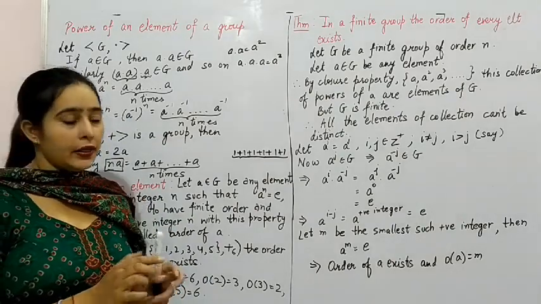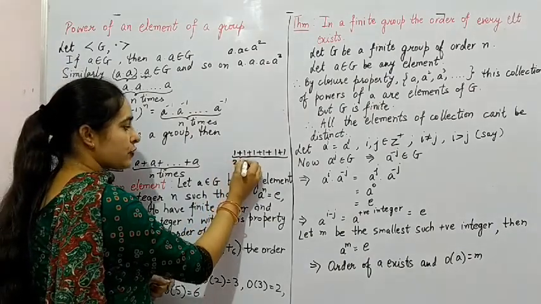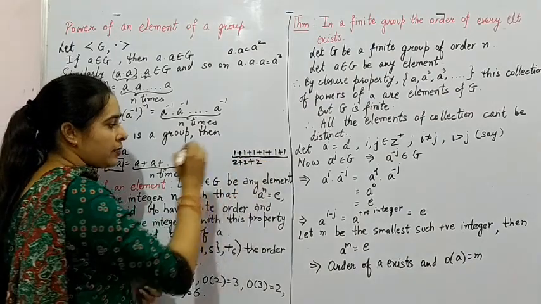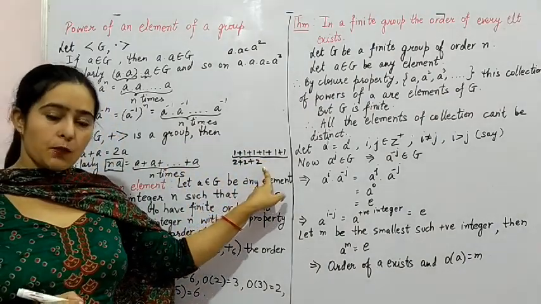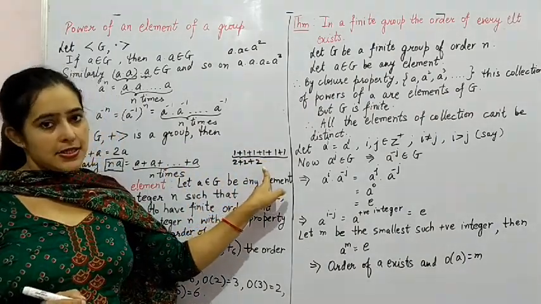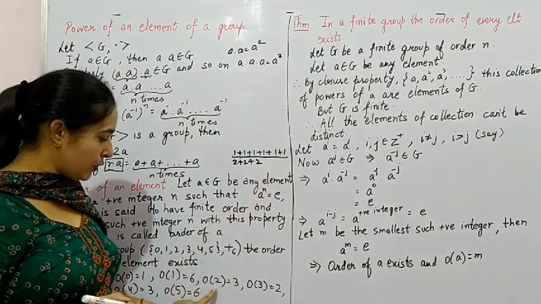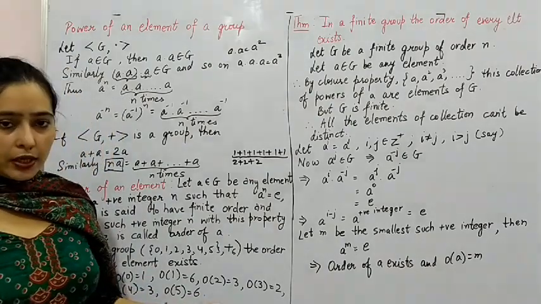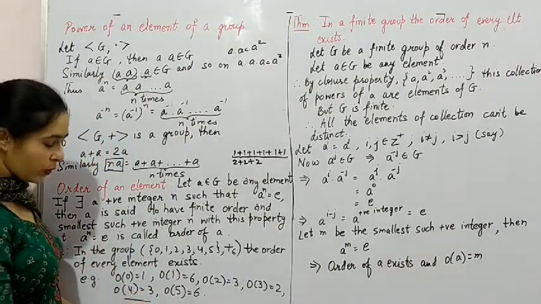If you add 2 plus 2, it is 4, modulo 6, the answer will be 4. If you add 3 times, it will become 6, modulo 6, the answer is 0. That means the order of 2 is 3. Similarly, you can check the order of other elements also. Here the order of 4 is equal to 3.